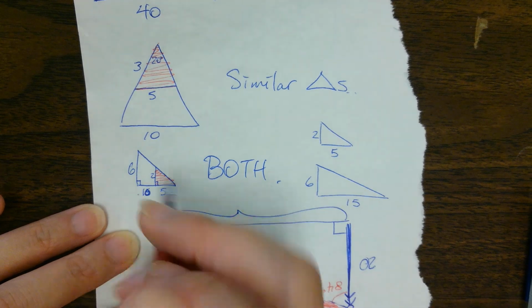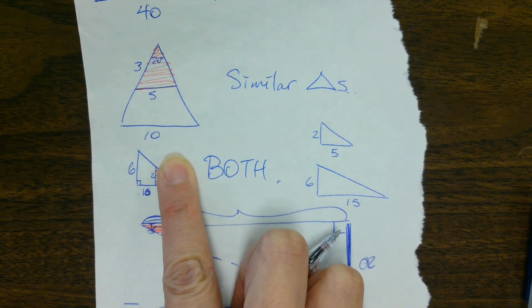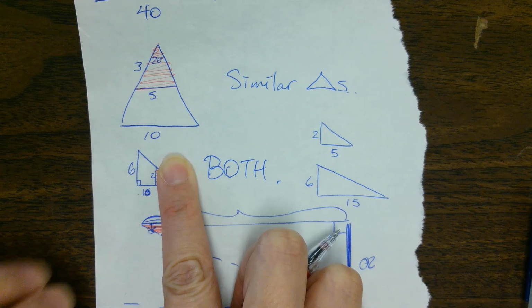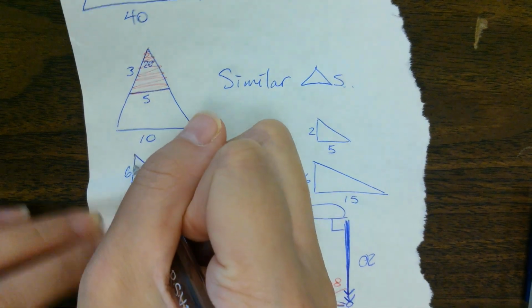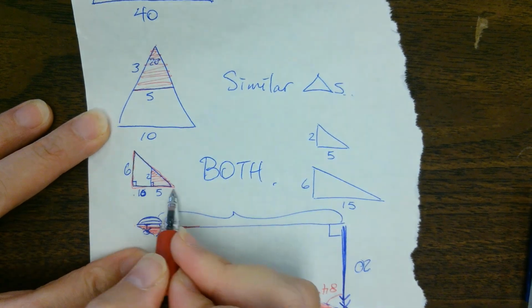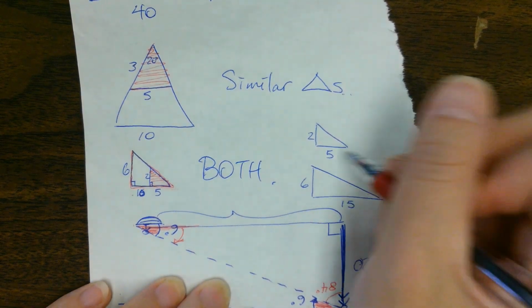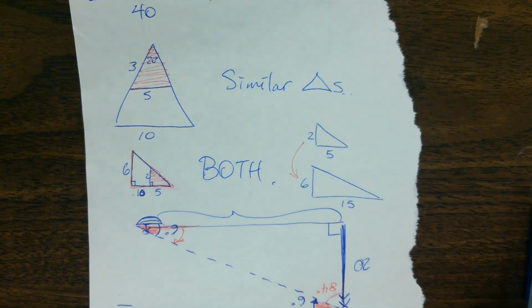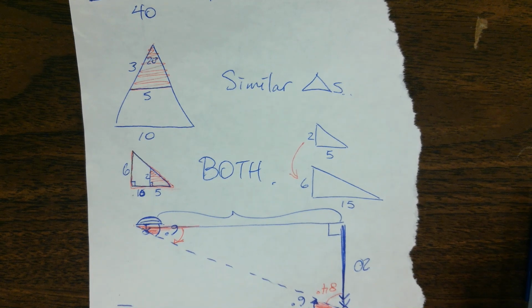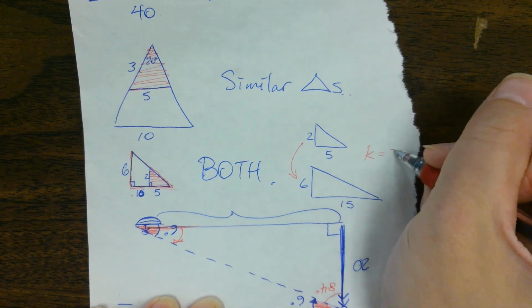This is not 10 right here, because if you just do 6 and 10, this is not a triangle. This is a trapezoid. Where's your other triangle? Your second triangle is this one right here. And the whole length right here is 15. Okay. What's the K value? Yeah, 3. So K is 3.